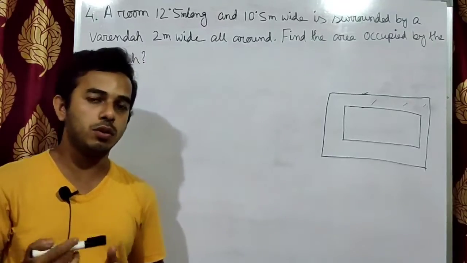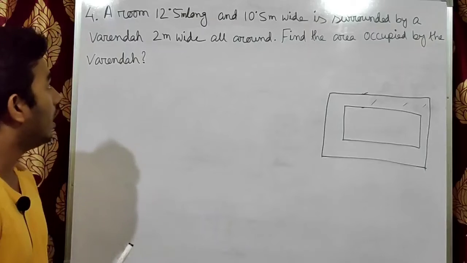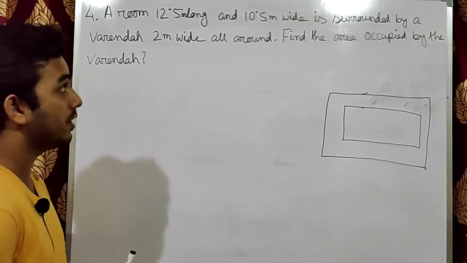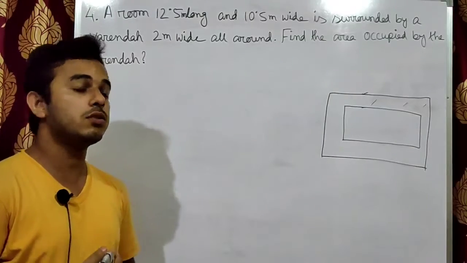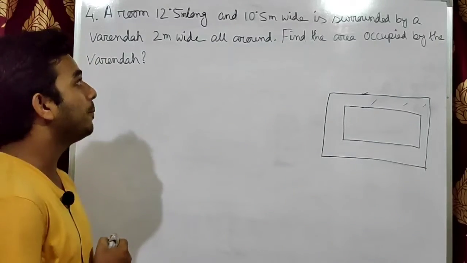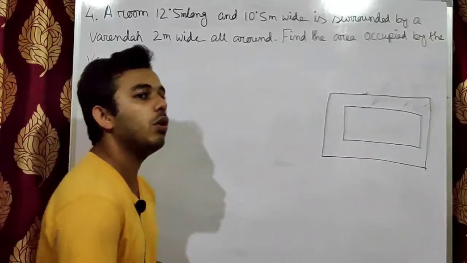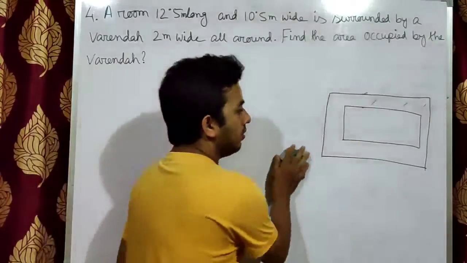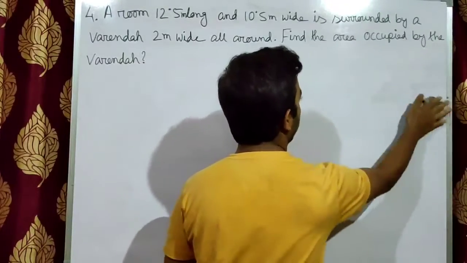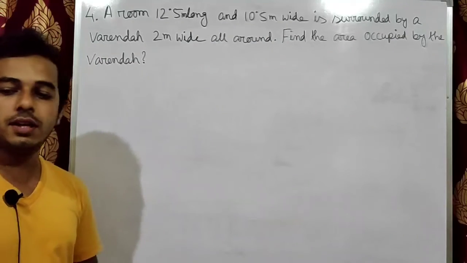Now let us move to our question and see what the question asks. A room is 12.5 meter long, that is length, and 10.5 meter wide, that is breadth, and is surrounded by a Bharanda 2 meter wide. We all know that a room usually has a Bharanda, right? Find the area occupied by the Bharanda.